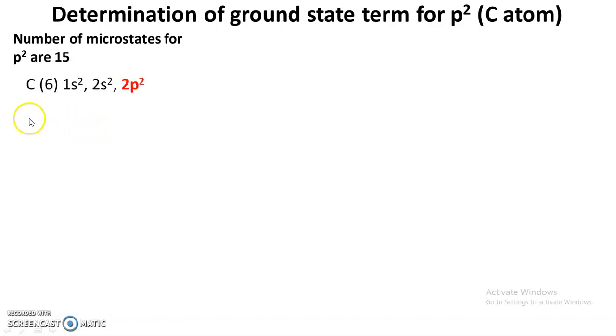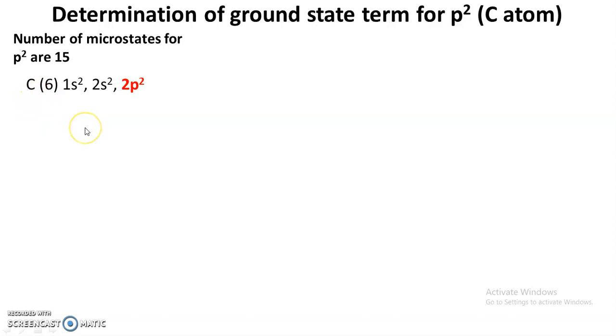Now in this video we are going to discuss the determination of the ground state term for the p2 configuration, that is the carbon atom. The number of microstates for the p2 configuration is 15, as we have seen in the earlier video, and we are going to identify all these 15 microstates step by step.